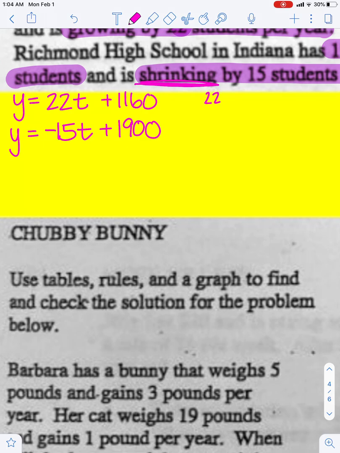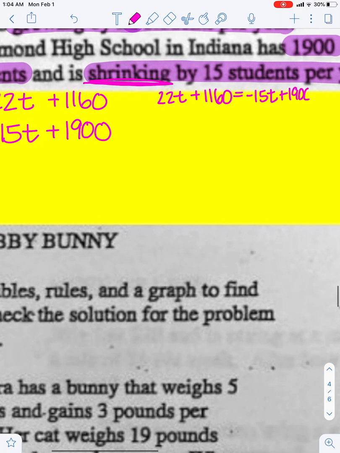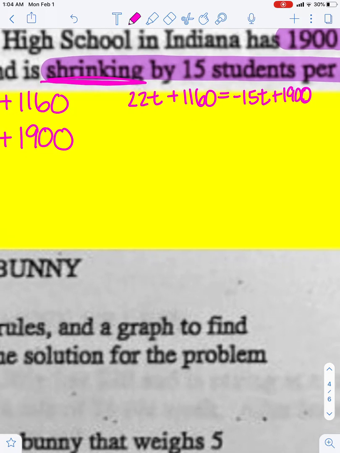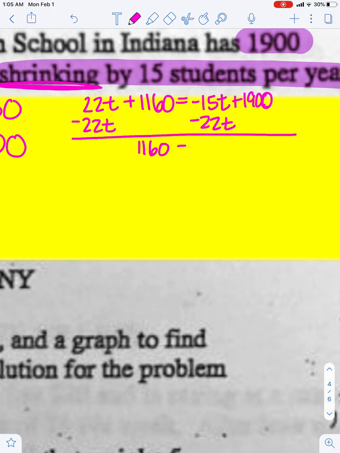So I'm going to set 22T plus 1,160 equal to negative 15T plus 1,900. So from here, I'm going to subtract 22T from both sides. And this is going to give me 1,160 is equal to negative 37T plus 1,900.